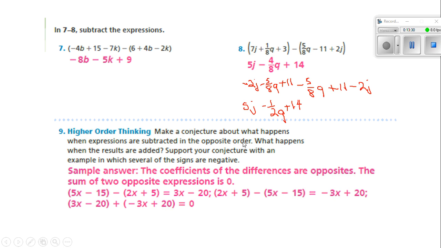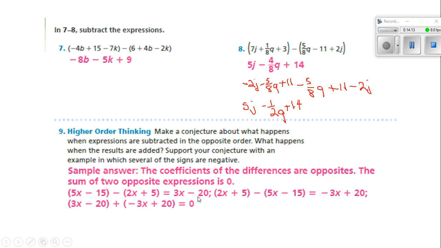Now remember, it says make a conjecture about what happens when expressions are subtracted in the opposite order. The opposite order, okay? So here's an example. Let's say we've got 5x minus 15, and then we were subtracting 2x plus 5. Well, what we're going to do here is we realize it's going to be a negative 2x, so that turns to 5x minus 2x, and that makes 3x. And then we've got negative 15, and negative times a positive, that's negative, so that's going to be a negative 5. Negative 15 and negative 5 are going to make negative 20. You see how that worked?